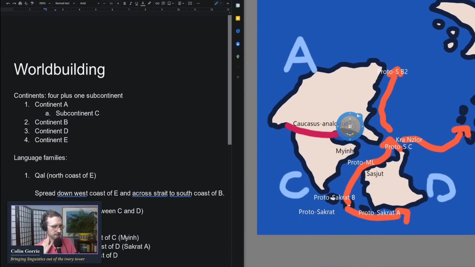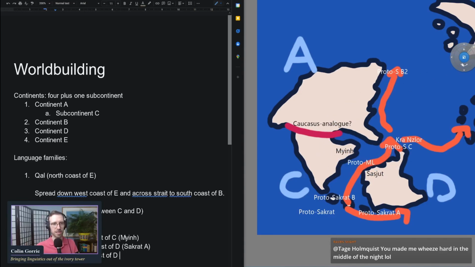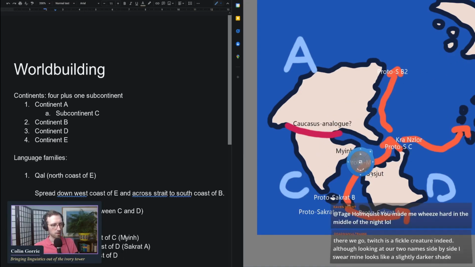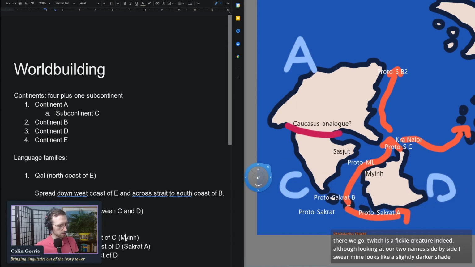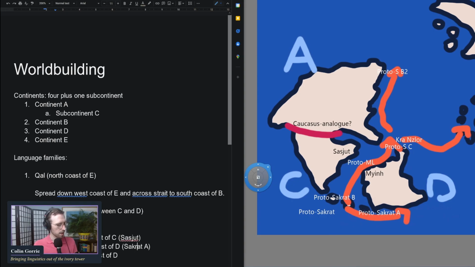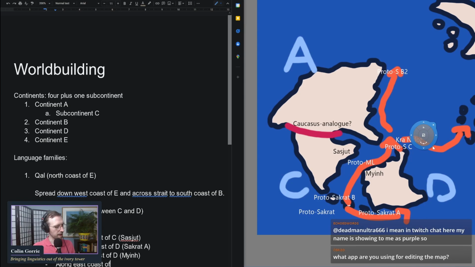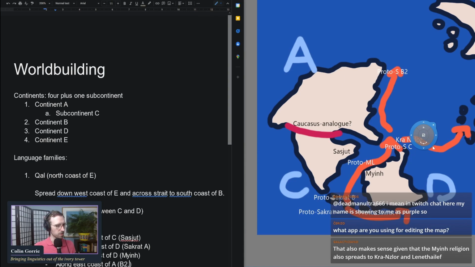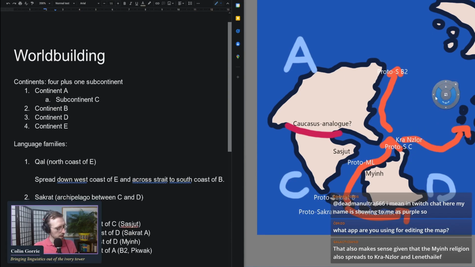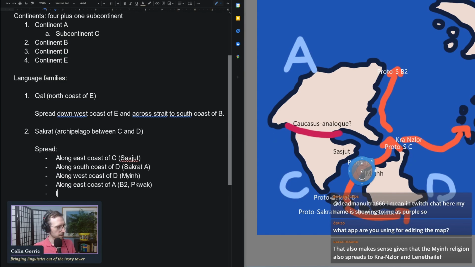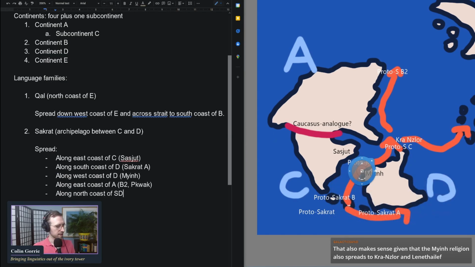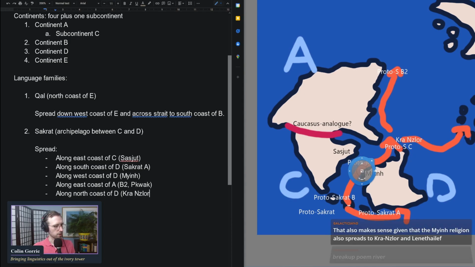None of this is particularly, it's just kind of arbitrary which is on which side. So why don't we do that then? Swap Me and Sasyut. So we can say now that this is Sasyut and this is Me. Along east coast of A, which is B2 Quack, and along the north coast of D, and that would be Kranslor.